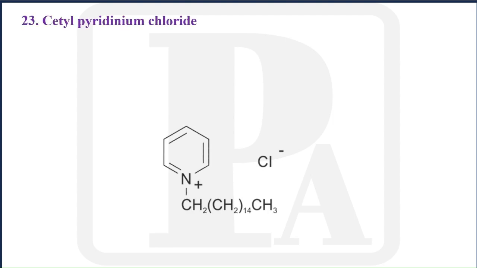The next one is cetyl pyridinium chloride. Look at the structure of cetyl pyridinium chloride. This is called cetyl. What is meant by cetyl? That is hexadecyl, so 16 carbons are there. 14, 15, 16. So a 16 carbon alkyl is called hexadecyl, otherwise called cetyl. Pyridine is connected with that, and like a quaternary ammonium, that's why it is called pyridinium.